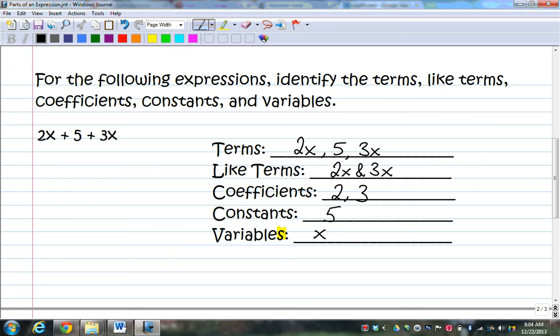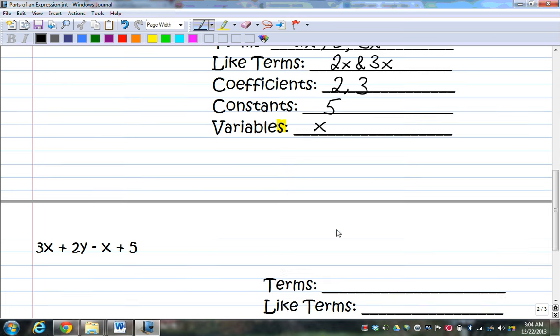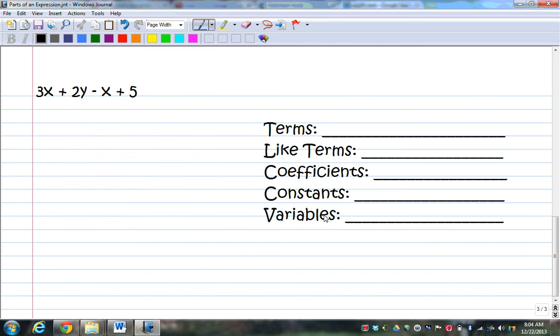The next one that I have is a little trickier. Let's try that one. All right, this one. I have 3x plus 2y minus x plus 5. This one is tricky for two reasons. Okay? First of all, when you're identifying the terms, remember the terms are part of an expression that are added together. Well, I have a subtraction in here. That changes things. You could look at this one of two ways. Remember that all subtraction can be changed to addition. So I can add a negative x.